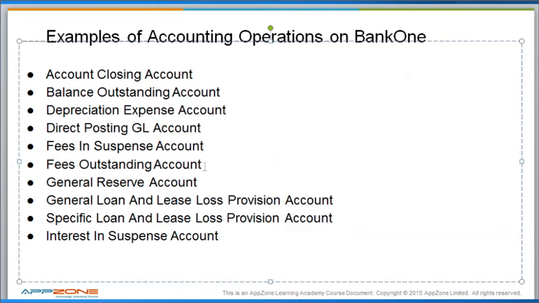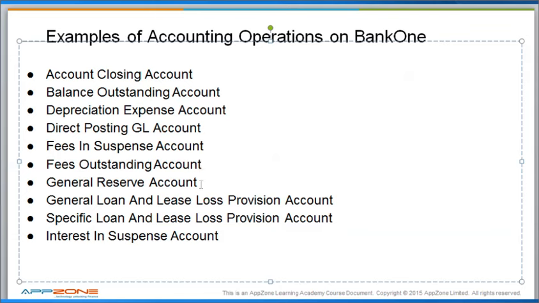For fees outstanding account, it also works hand in hand with the fee in suspense. So whenever a customer is owing the bank a fee, the system will automatically move such value into the fee outstanding account. This shows that the bank still has some monies to collect from its customers. So once these monies are collected, then the system will automatically debit the customer for that fee and credit this fee outstanding account, and the value will cancel out.